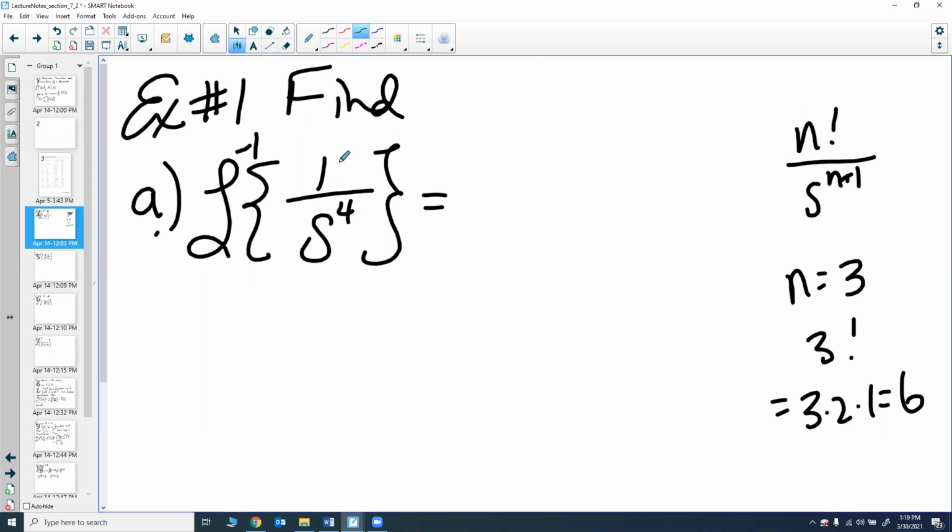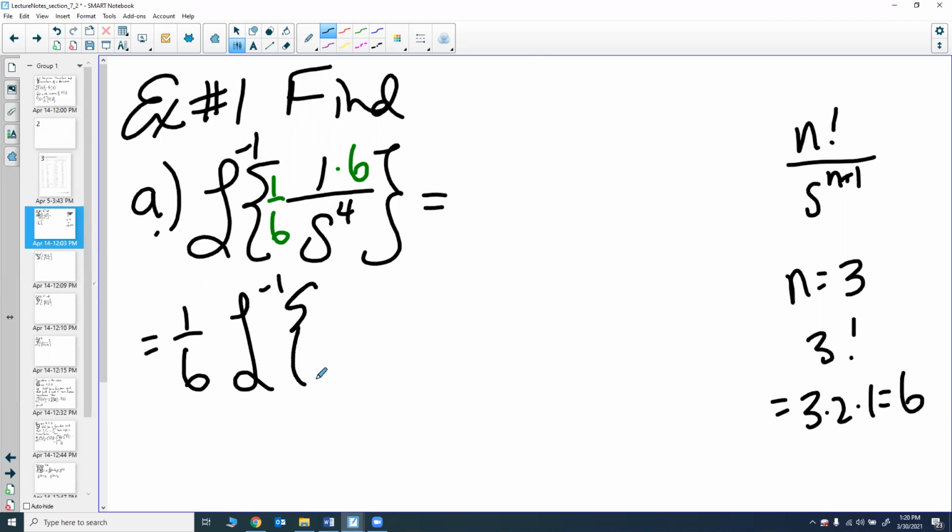So let's think about this for a moment. In order to get a 6 up here, I can put a 6 up there, but that means I need to divide by 6, because otherwise I've changed the problem. So let's divide by 6. So we didn't change the problem. Just as with Laplace transforms, I can actually factor that 6 out. We did that with Laplace transforms. Inverse Laplaces have the same property, so I can pull that 6 out. So I now have a 1/6 in the front, inverse Laplace of 6 over s to the 4th.